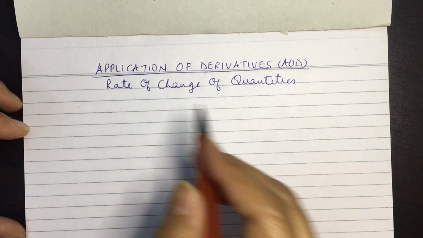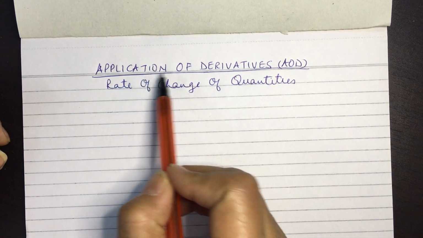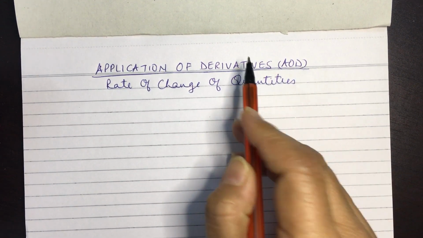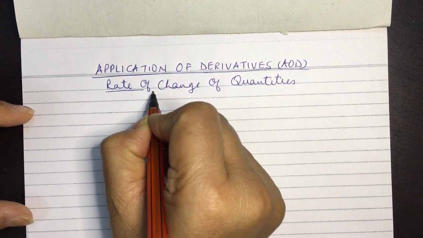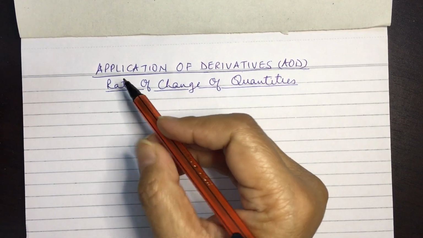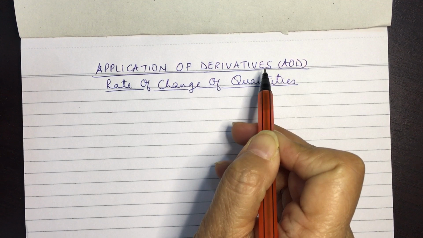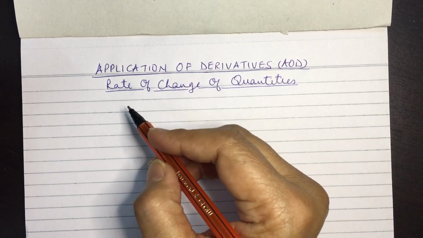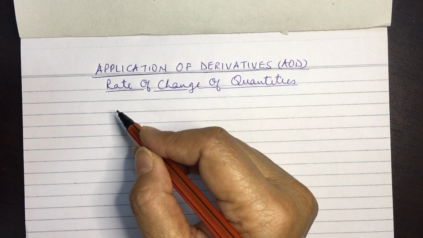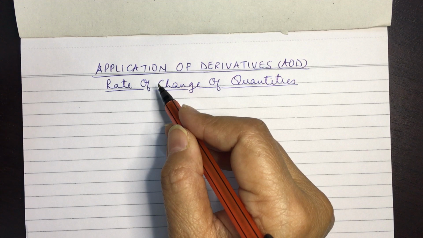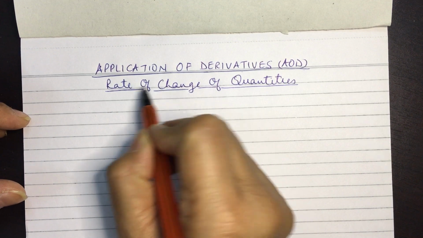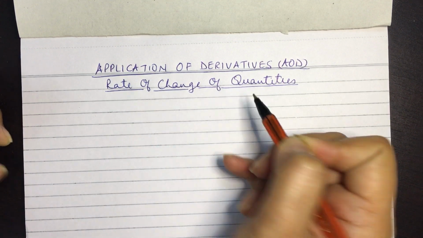Good morning. Today we will be starting the next chapter, which is applications of derivatives, also called AOD. Derivatives, you will realize, have a lot of applications. For example, they help us to find the rate of change of quantities, increasing and decreasing functions, equations of tangents and normals. They also help us in errors and approximations, and finally to find maxima and minima. So the first topic we need to start now is rate of change of quantities.